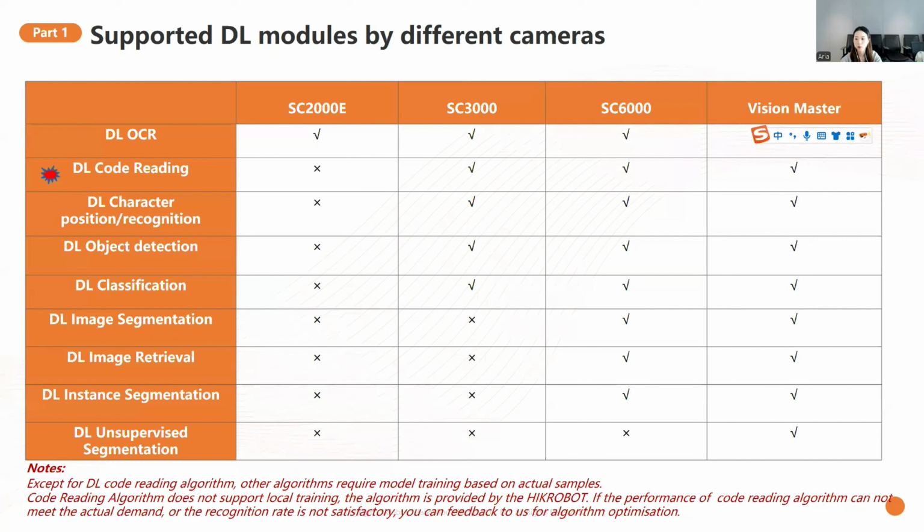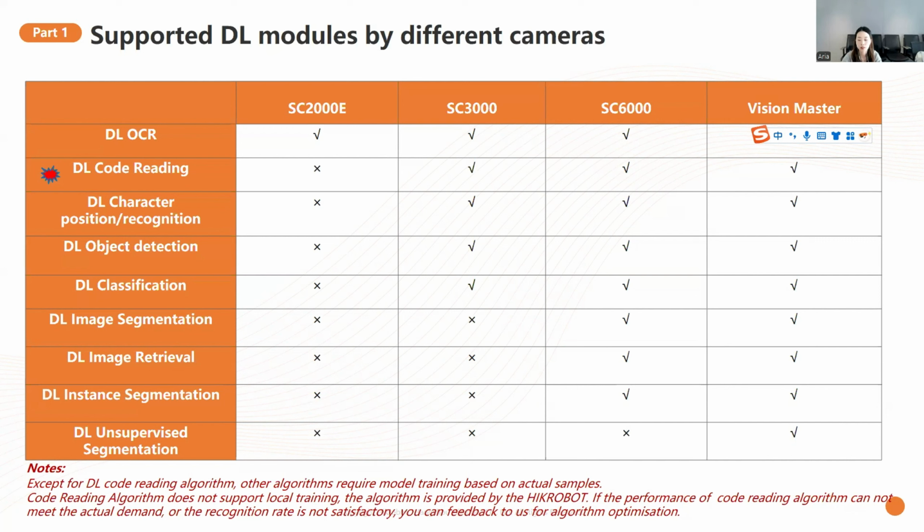This slide provides an overview of the algorithm types supported by our different series of smart cameras. For example, the SC2000E series smart camera only supports the deep learning OCR algorithm. The SC3000 smart camera is our universal series smart camera. Almost all deep learning algorithms are available for SC3000, except for image segmentation, image retrieval, instance segmentation, and supervised segmentation, which are not available for the SC3000 smart camera.